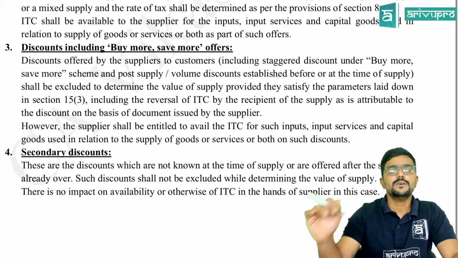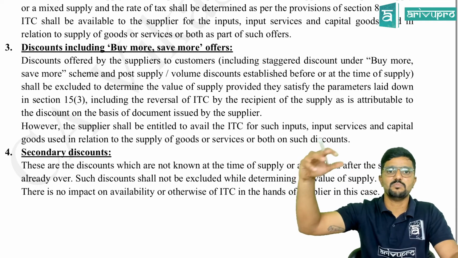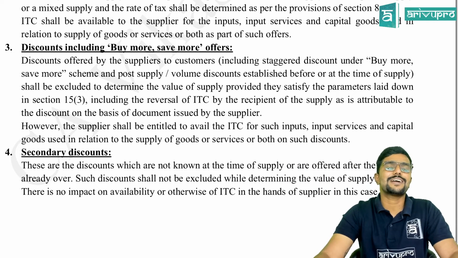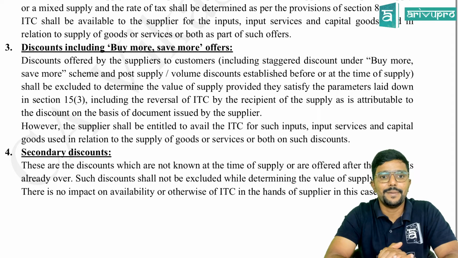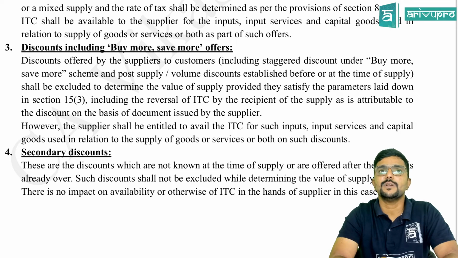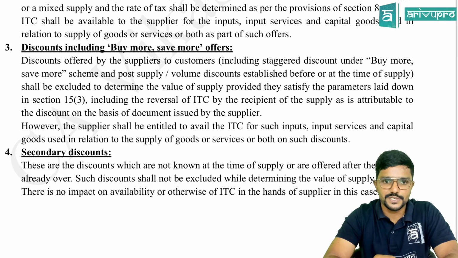Next, discounts including buy more, save more offers. So I am giving discounts to my customer. If you buy more, more discounts: more than 5,000 this much, more than 10,000 this much, or if you purchase more than 1 lakh units in a year, quantity discount, I am giving 10% discount. In that case, discounts offered by the suppliers to the customer, including staggered discount and a buy more save more scheme and post supply volume discounts established before or at the time of supply, shall be excluded to determine the value of supply, provided they satisfy the parameters laid down in section 15 subsection 3.